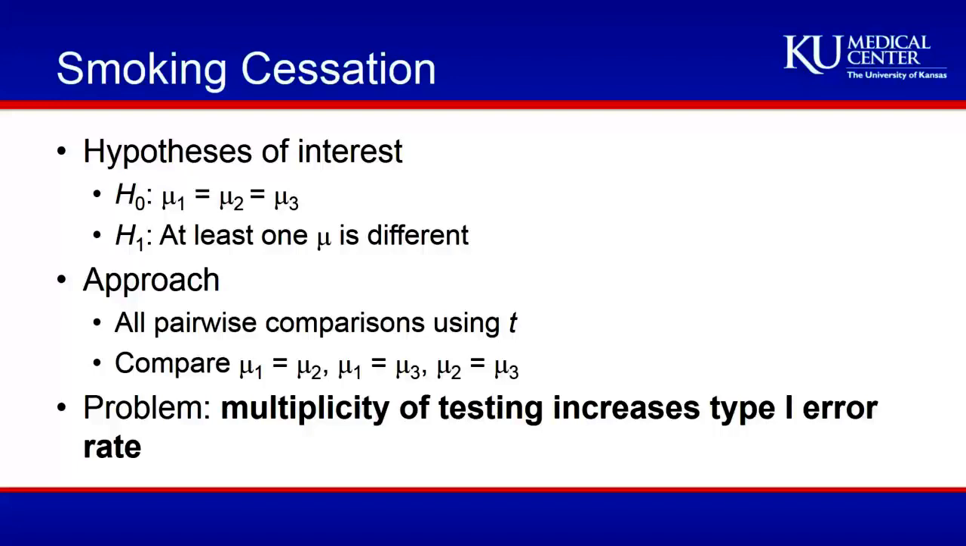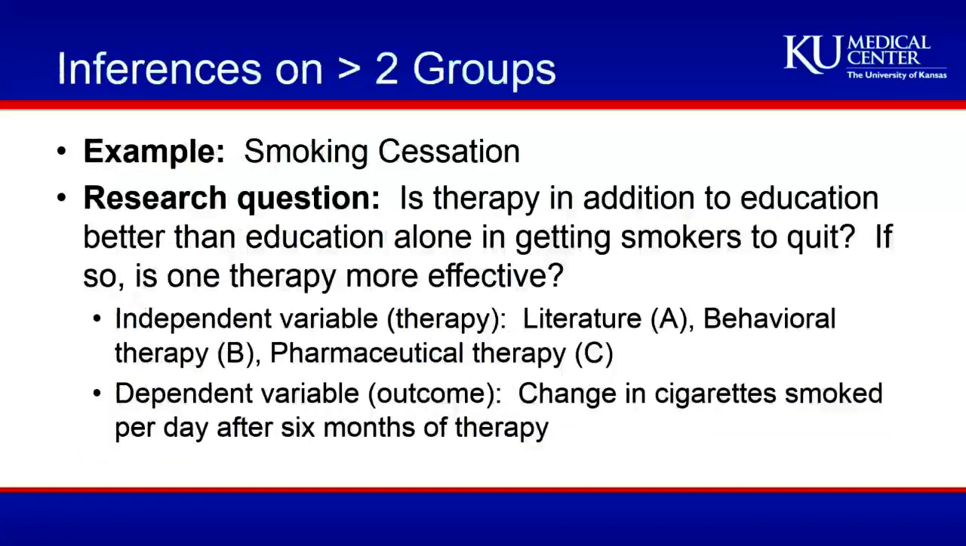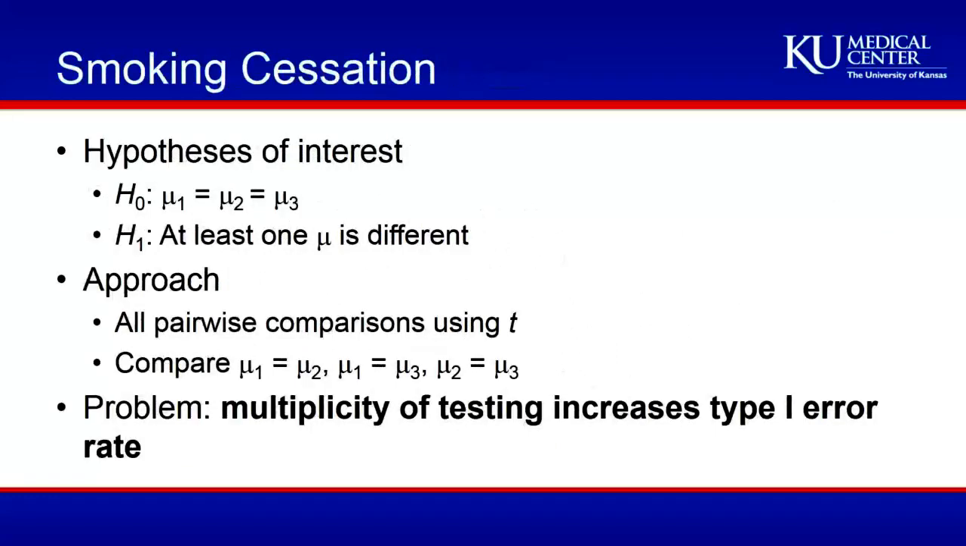So we don't know right now that any of these will show any improvement in the quit rates or their behaviors in terms of smoking in 6 months. So that's the null hypothesis, that the average change in cigarettes smoked after 6 months is equal across all of these 3 groups: literature, pharmaceutical, and behavioral. If that's not the truth, well, then what is the truth?